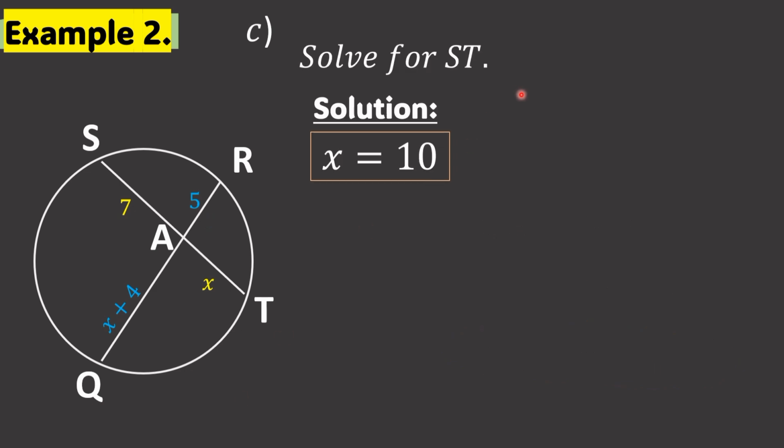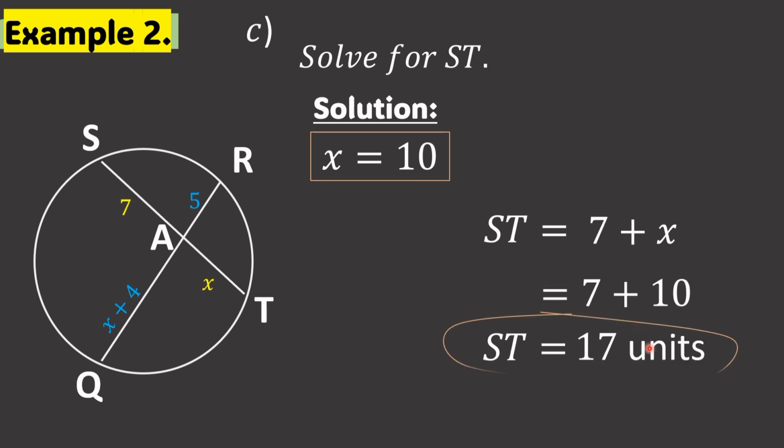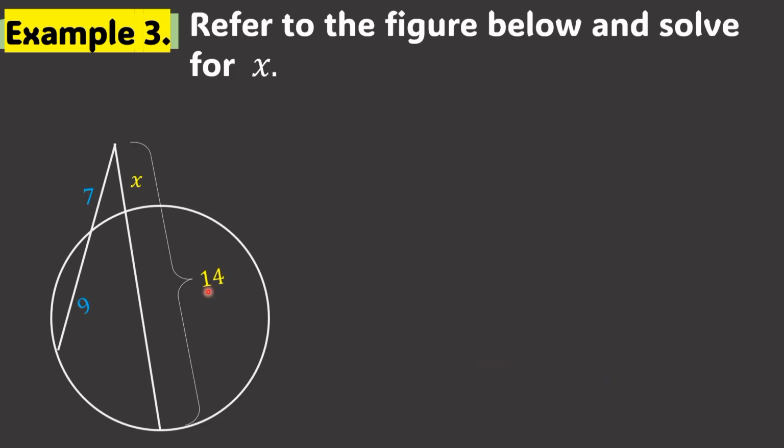And for solving the length of ST, X is equal to 10, ST is equal to 7 plus X, that is SA plus AT. ST therefore is 7 plus 10 equals 17 units. Example 3. Refer to the figure below and solve for X. Two secant segments intersect outside.